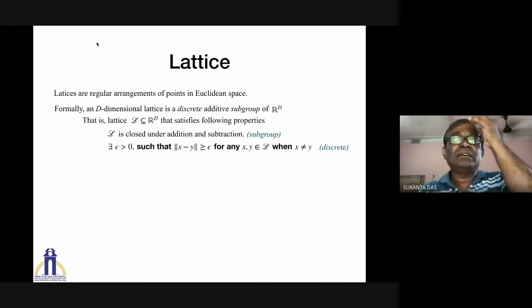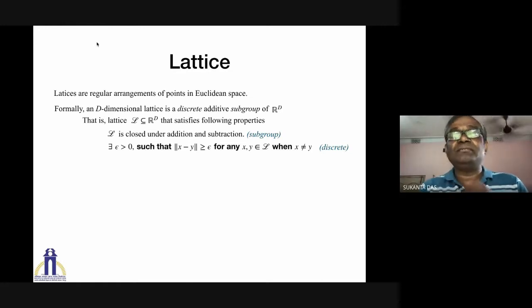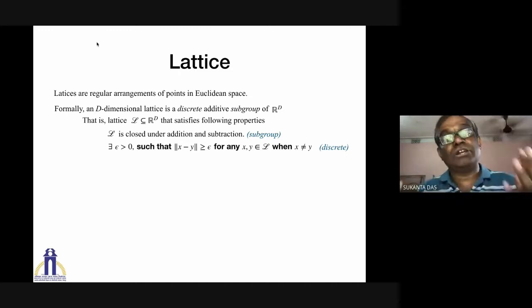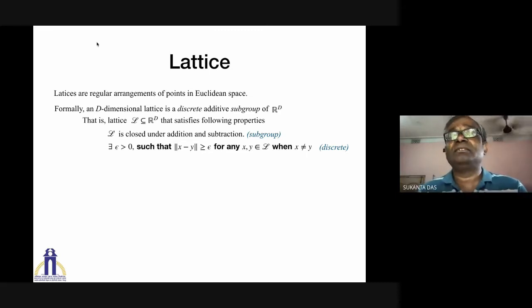The next condition: there exists an epsilon greater than 0, not equal to 0, such that the Euclidean distance between x and y is always greater than or equal to epsilon. This is true for any x, y in L when x is not equal to y. When the distance is 0, it means x equals y. If x is not equal to y, the Euclidean distance between the two points has to be greater than or equal to epsilon, which is a positive number.